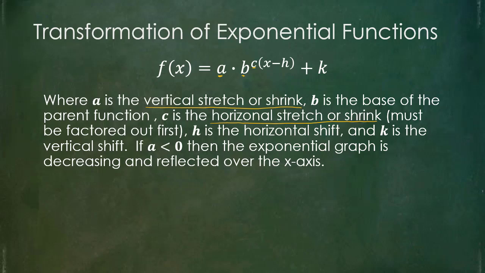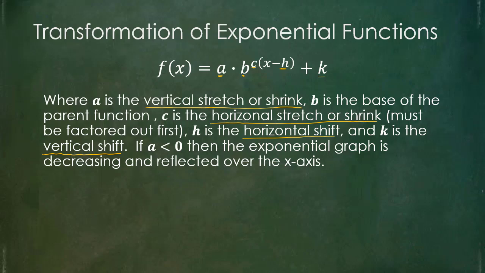So it could have potentially had, I guess, distributed through c(x - h). But again, notice we would want to factor that number out to be able to identify the next part, which is addition or subtraction on the inside is always going to be a horizontal shift, whereas addition or subtraction on the outside for the k would be a vertical shift.